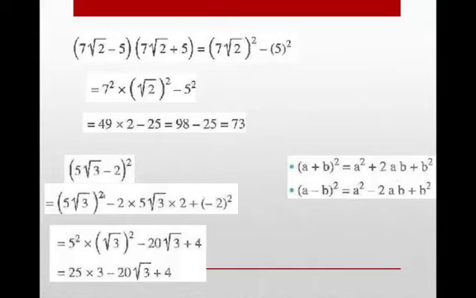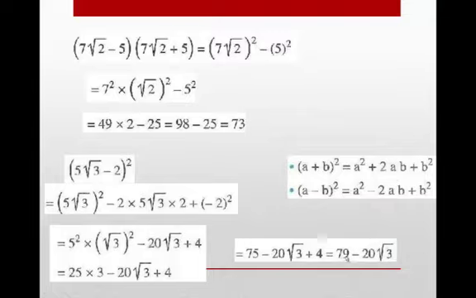5 root 3 power 2 equals 5 power 2 times root 3 power 2, minus 2 multiply 5 multiply 2, which is 20 root 3, plus 4. 5 power 2 is 25 by 3, minus 20 root 3 plus 4. 3 multiply 25 equals 75, minus 20 root 3 plus 4. We add 75 plus 4 equals 79 minus 20 root 3.